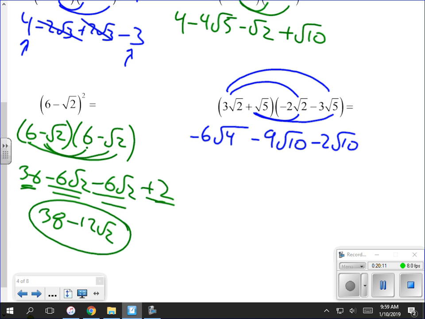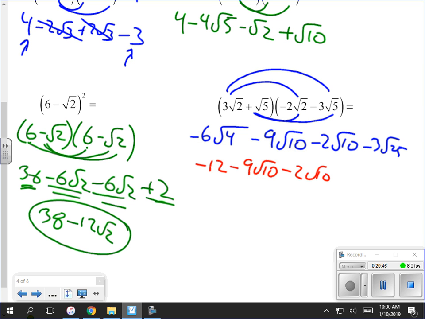And then root 5 times negative 3 root 5 is negative 3 root 25. I know I did this a little differently. The reason is I have whole numbers and roots mixed together, and I want to make sure that everybody can keep track of where I get my final answers from. What is the square root of 4? 2. What's 2 times 6? What's 2 times 6? Come on, it's not that hard. It's 12. Negative 12 minus 9 root 10 minus 2 root 10.